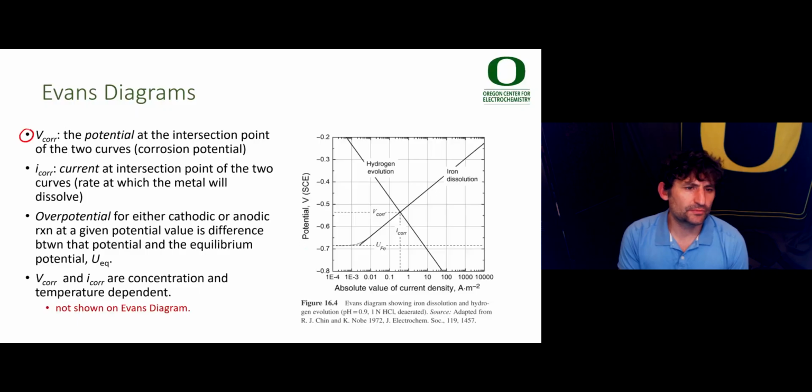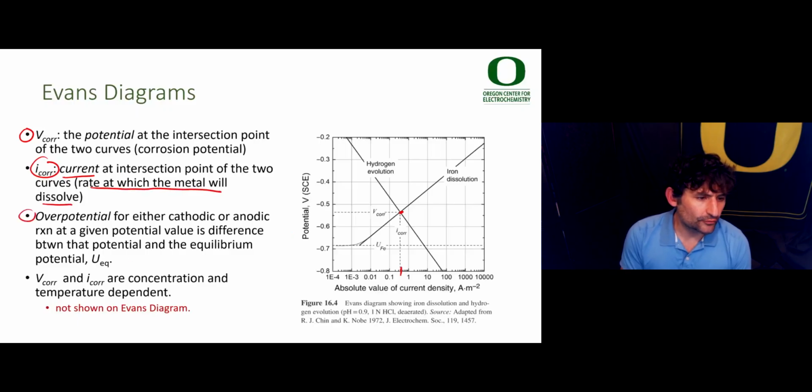So again, the corrosion potential is the potential at the intersection point of the two curves. The corrosion rate is the current density at the intersection point of the two curves. It's the rate. It tells you the rate at which the metal will dissolve. The overpotential for either the cathodic or anodic reaction is given by the difference between the equilibrium potential and the corrosion potential. So this is eta anode and eta cathode.